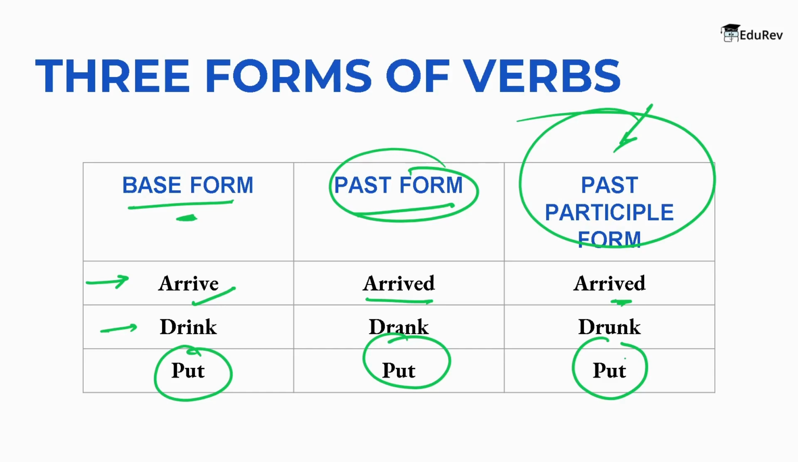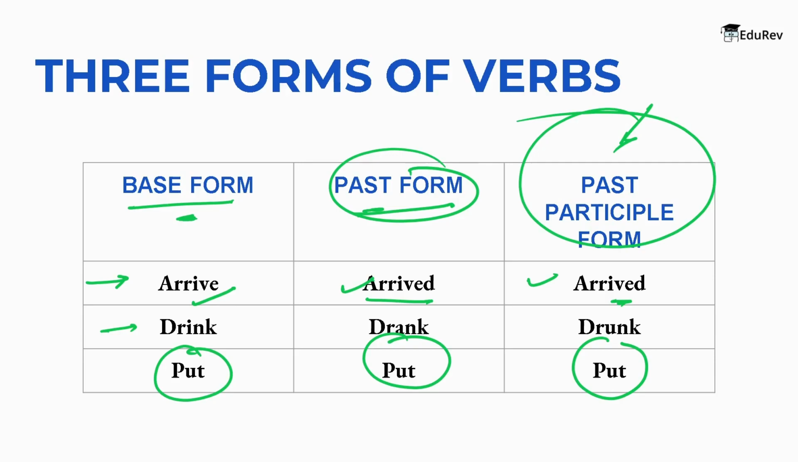It might be the same, alright, two of them might be the same. For example, in arrive, your past form and your past participle form, arrived and arrived, are the same, right? Whereas in the case of drink, all the three forms are different. So you should understand that it might happen that all the three forms are different, it might happen that any two of them are the same, or it might happen that all the three of them are the same. So these are basically the forms of your verbs.